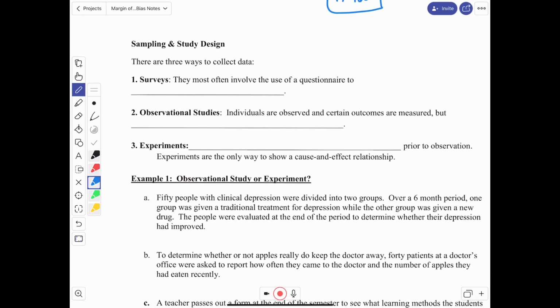So, collecting data. Let's talk about how, if we refer this to the election or even the coronavirus stuff that's going on today, let's make it relevant. So there are 3 ways to collect data. We have surveys. And so surveys most often involve the use of a questionnaire to gather info.